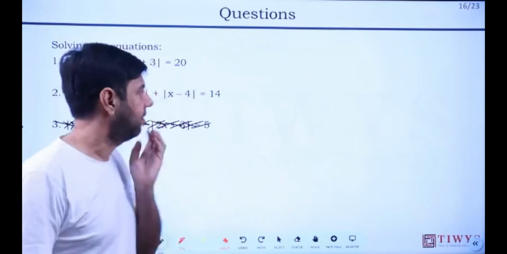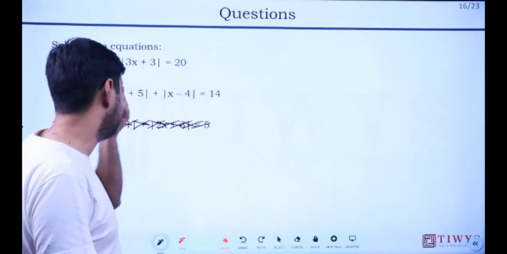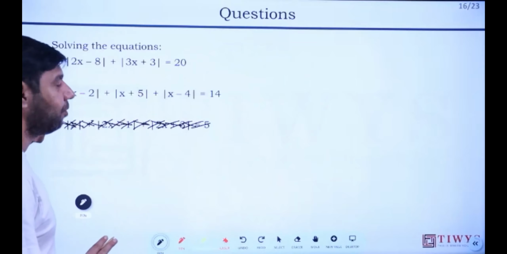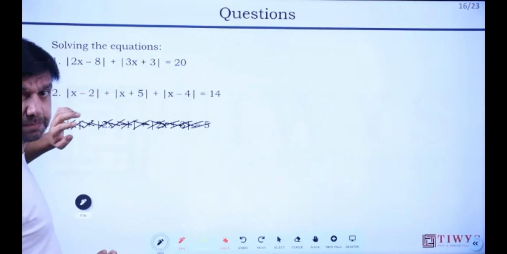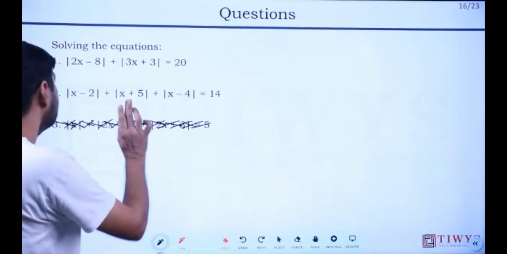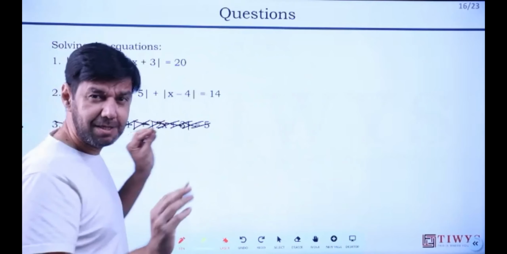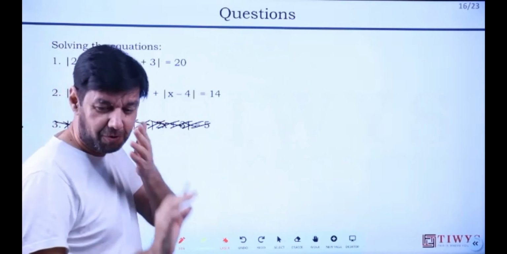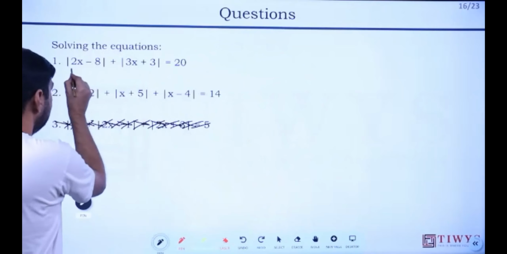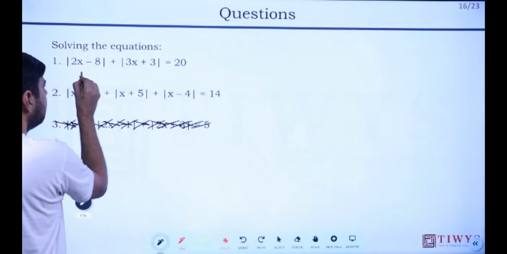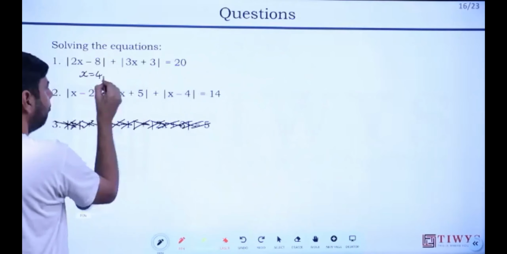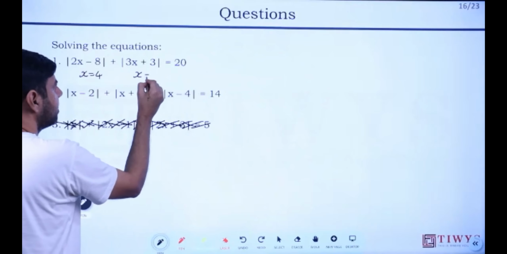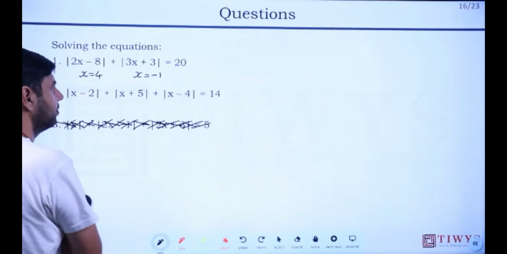Yeah, let's see. Are we on the screen? Yes. We'll take one question, the first one. We will do every step very calmly. So others, there's only one question left. You may want to go have a glass of water. So equate this to 0, you get x is equal to 4. Equate this, you get x is equal to -1.